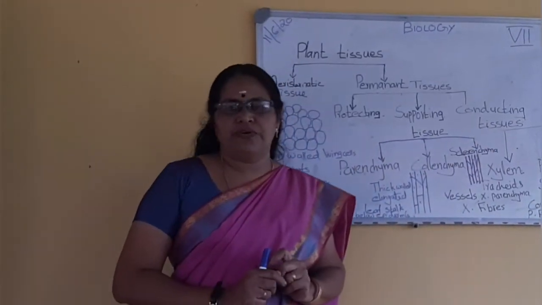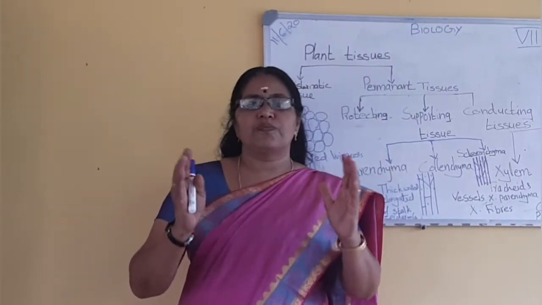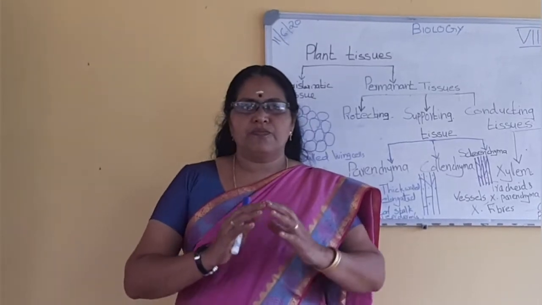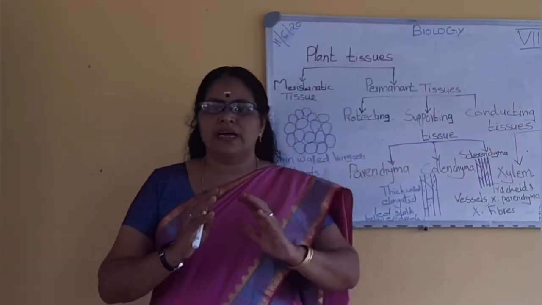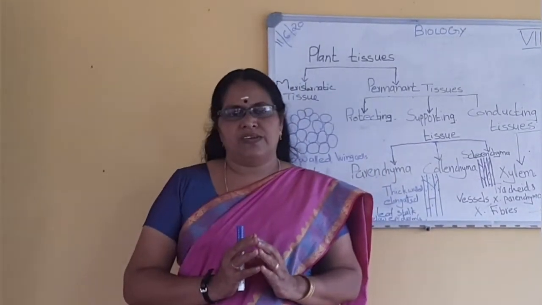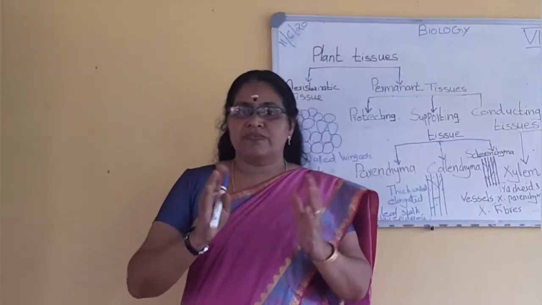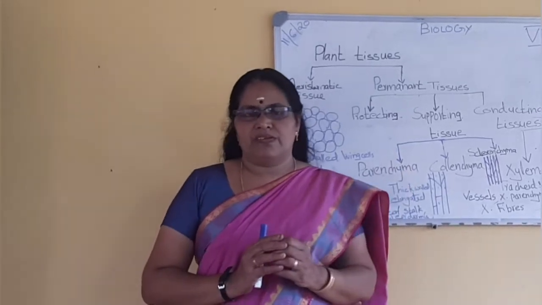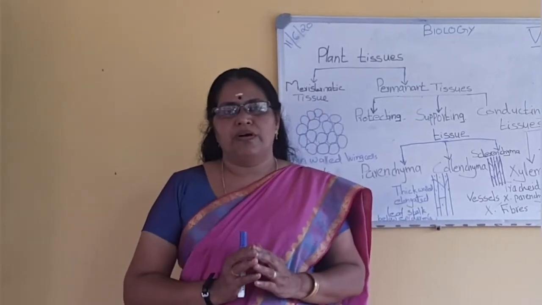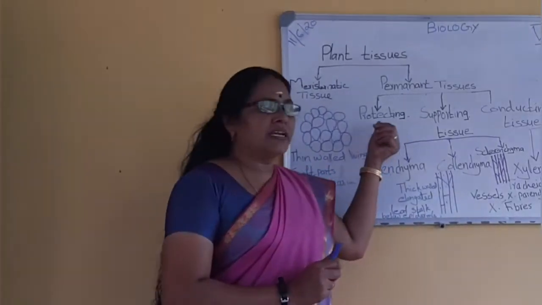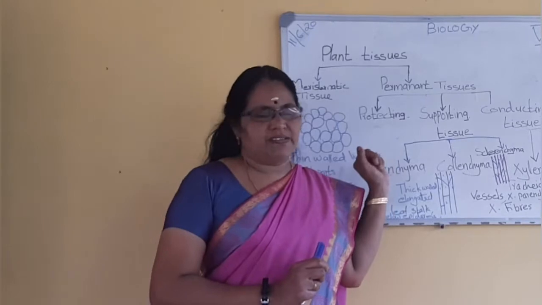Protecting tissues, the first one. Protecting means protecting the various parts of the plant. That means protection is done by the outer covering. So these protecting tissues are found in the outer covering of the plant parts, especially the epidermis of the leaves. The outer covering of the leaf is called epidermis. The outer covering of the root is called the epidermis, and the bark of the stem. All these are made up of protecting tissues, and they protect the plant's parts.